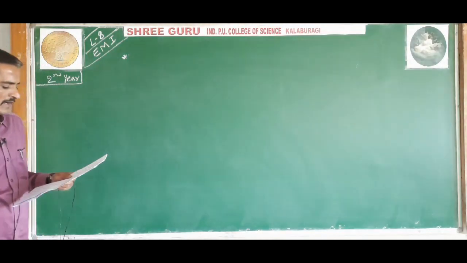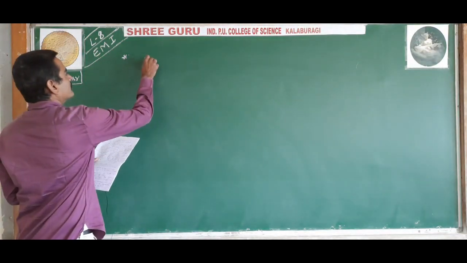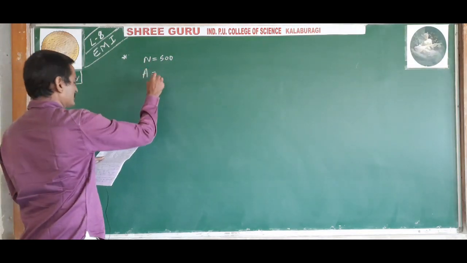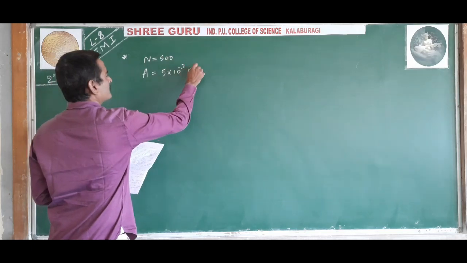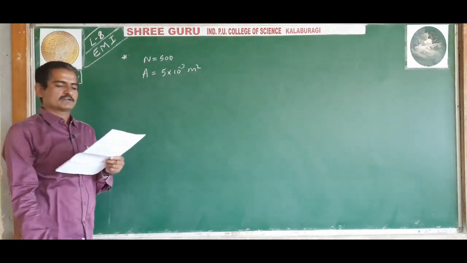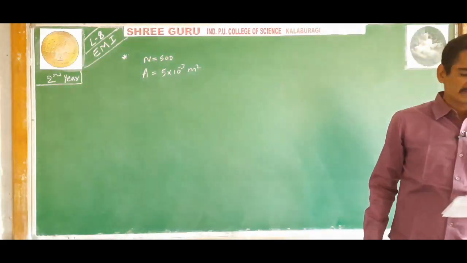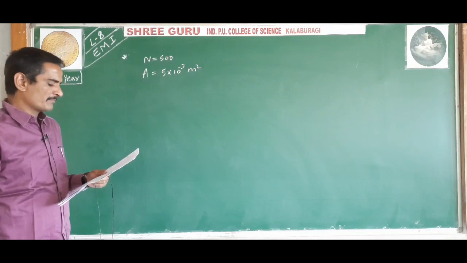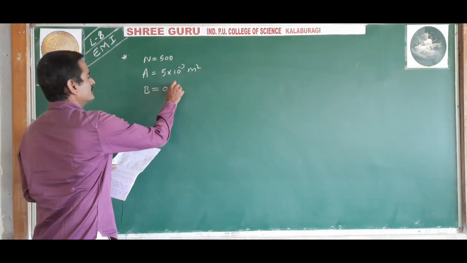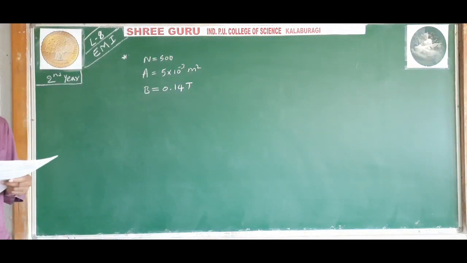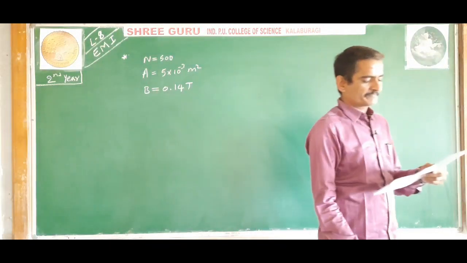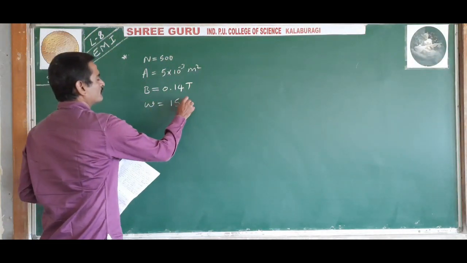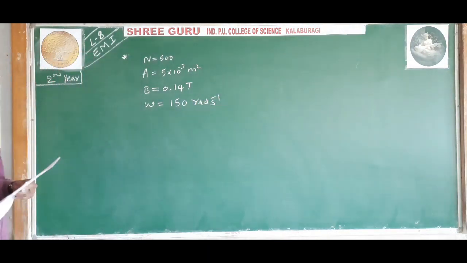A flat coil of 500 turns, each of area 5 into 10 to the power minus 3 meter square, rotates in a uniform magnetic field of 0.14 Tesla at an angular speed of 150 radian per second.